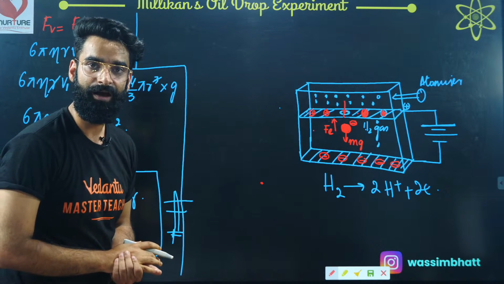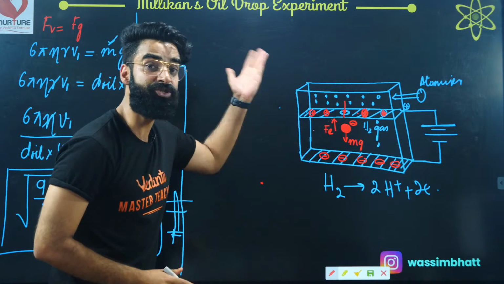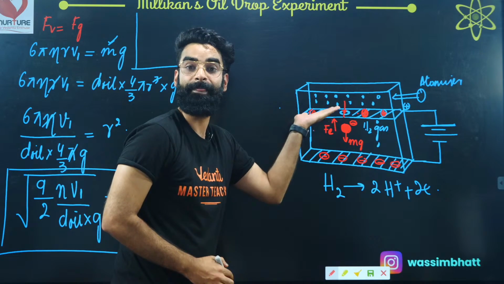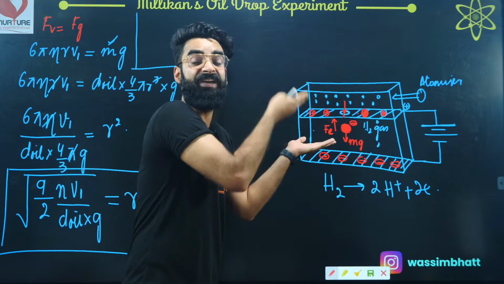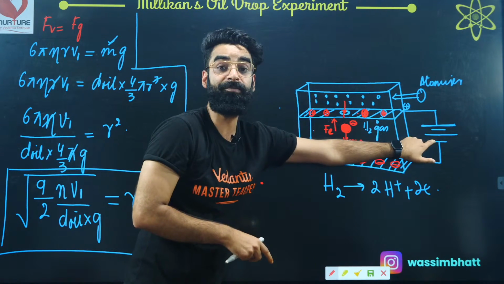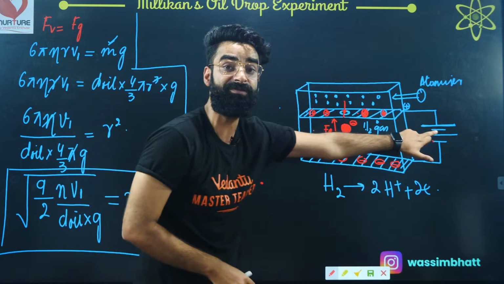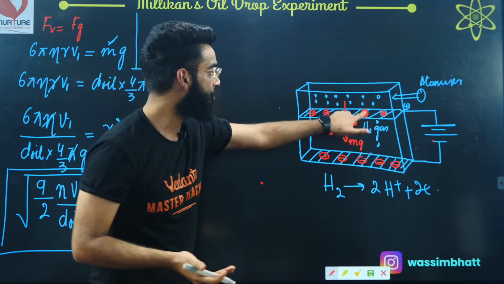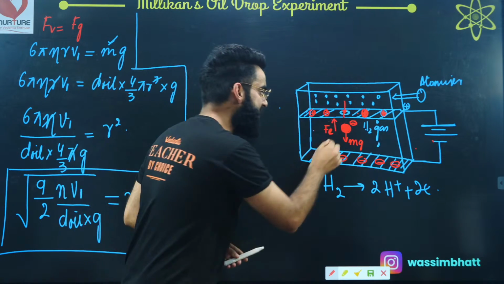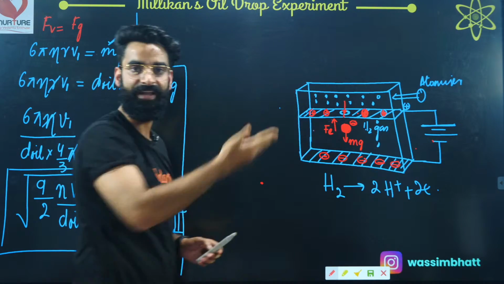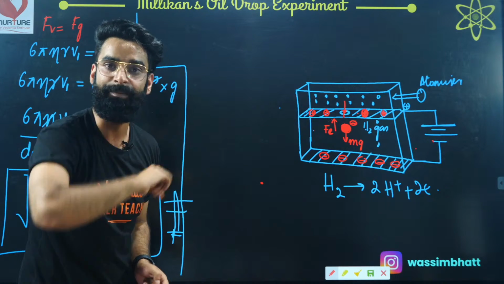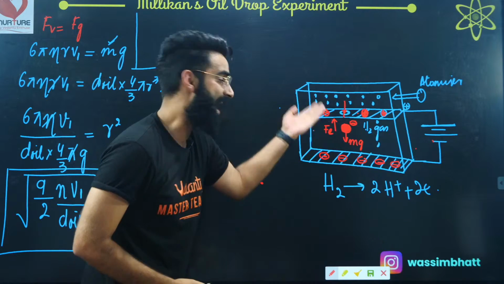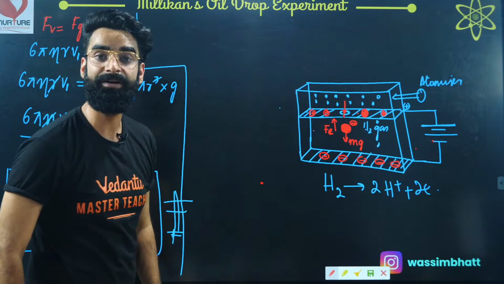When Fe starts to increase, there will be a scenario when this oil droplet will start to go up. If I keep on increasing the voltage of the battery, the positive charge on this plate will keep on increasing, and the Fe value will keep on increasing. There will be a time when Fe will be greater than mg. At that time, the oil droplet will start going upwards.